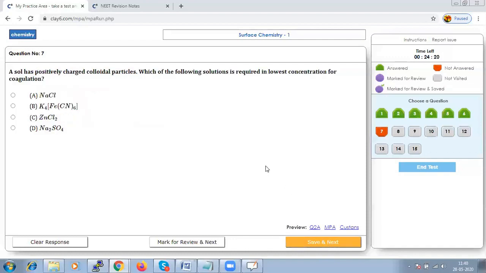A sol has positively charged colloidal particles. Which of the following is required in the lowest concentration for coagulation? Do remember, according to Hardy-Schulze rule, the ions having opposite charge to the sol particle will cause coagulation. Hence, the greater the valency of the oppositely charged ion, the more is its coagulating power. So of course, for option B, the charge will be high. Hence let us save that and go to the next.